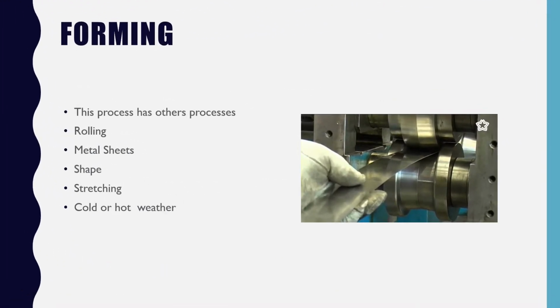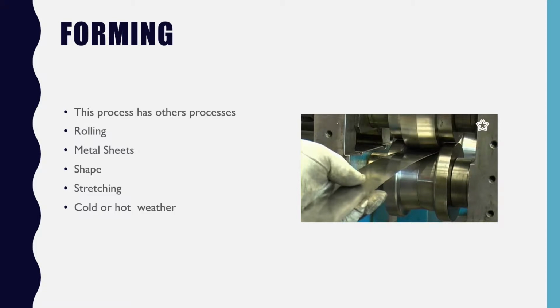First, we have the forming. That is one of the processes that has other processes because this process is about deforming the material and exists, for example, the stretching, where you have the metal sheet. Then, with a die, you apply force to stretch the sheet and get the shape. After that, rolling is another one that is about passing a metal sheet to get the specific thickness.